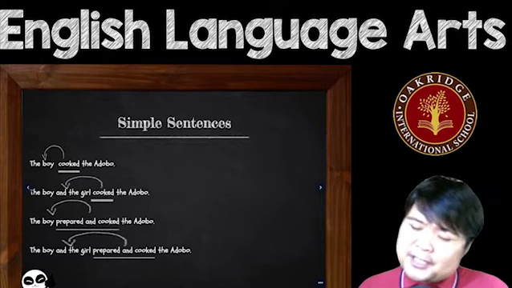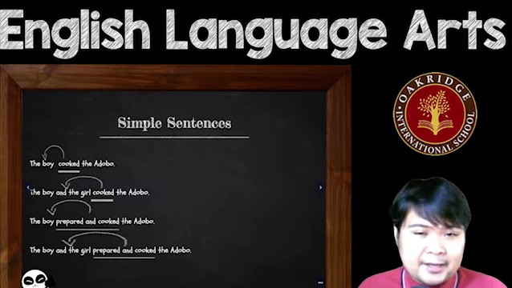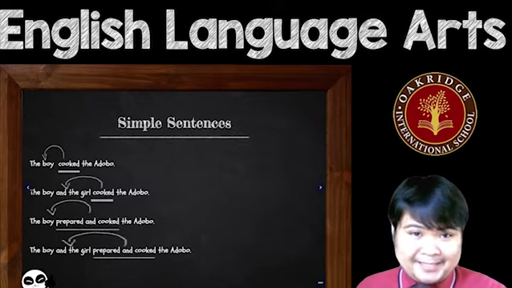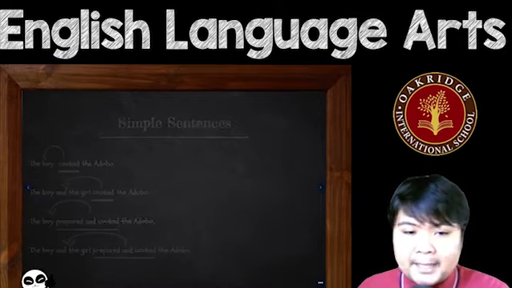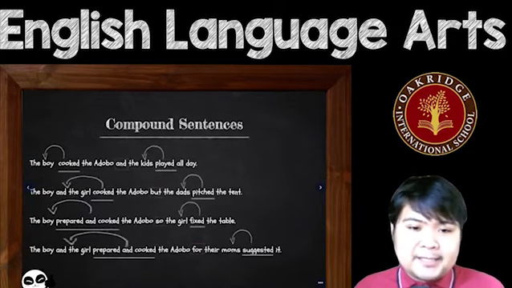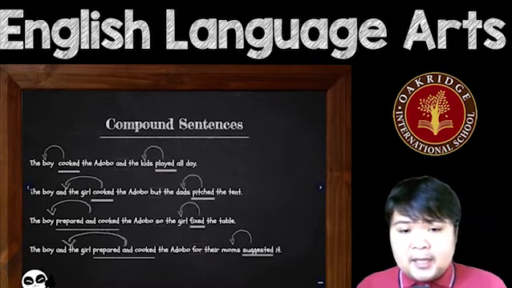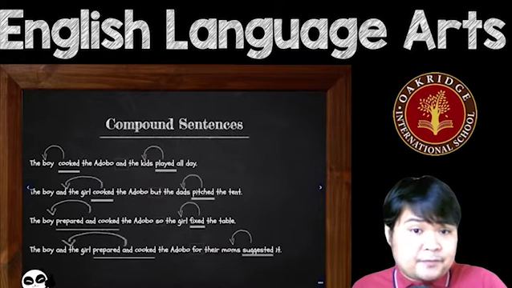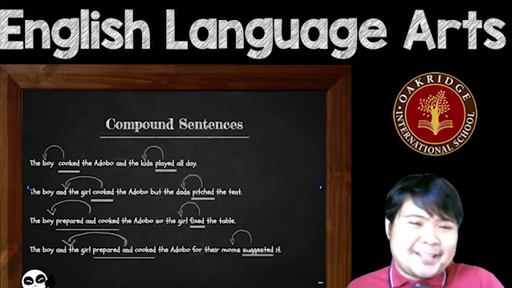Even though it doesn't matter how many subjects or how many predicates there are, so long as it's just one pair, kids, that is just a simple sentence. But when you make it a compound sentence, it's a different story. Look at the examples now. I basically just used the first examples from a while ago, but then I added another sentence.